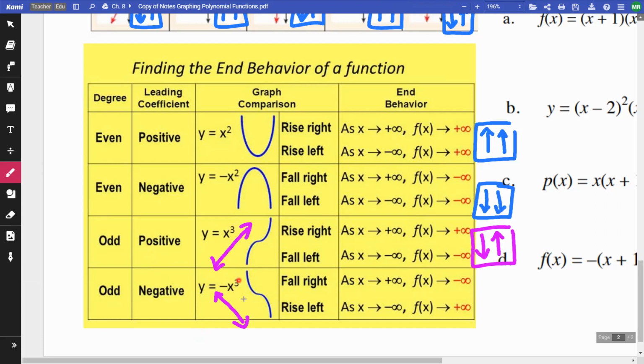Now, when it's a negative odd, it's a decreasing line. So it's going up forever here, down forever here. Same with the cubic. So this is going to be the reverse. Again, all of my odds are going to start and stop in opposite directions. All my even degrees are going to start and stop in the same direction. Whatever's happening to the positive, the negative is going to be flipped. So these are both up, these are both down. Here, this was down and up, and now it flips.